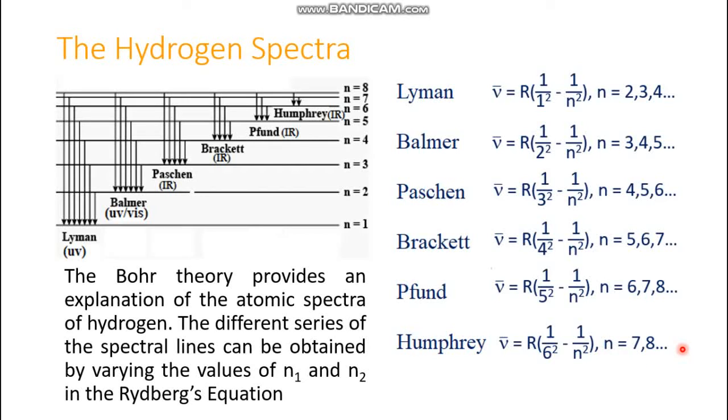Okay, so the Bohr's theory provides an explanation of the atomic spectra of hydrogen. The different series of the spectral lines can be obtained by varying the values of n1 and n2 in the Rydberg's equation.